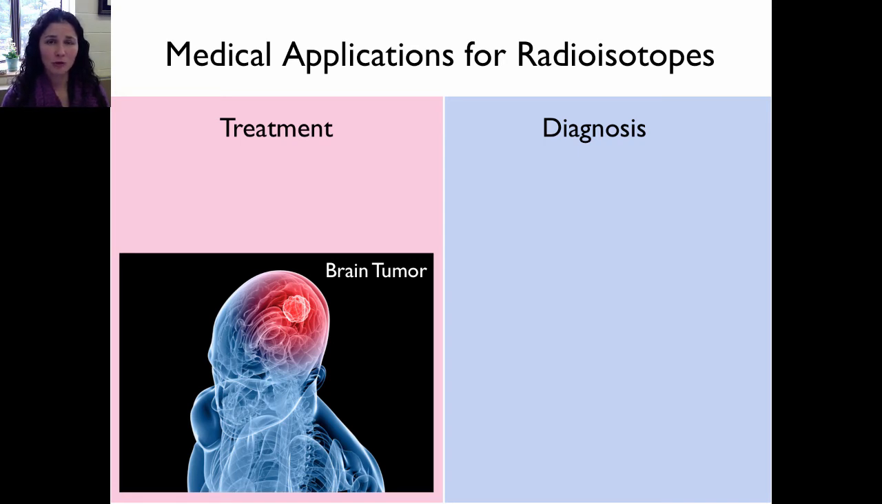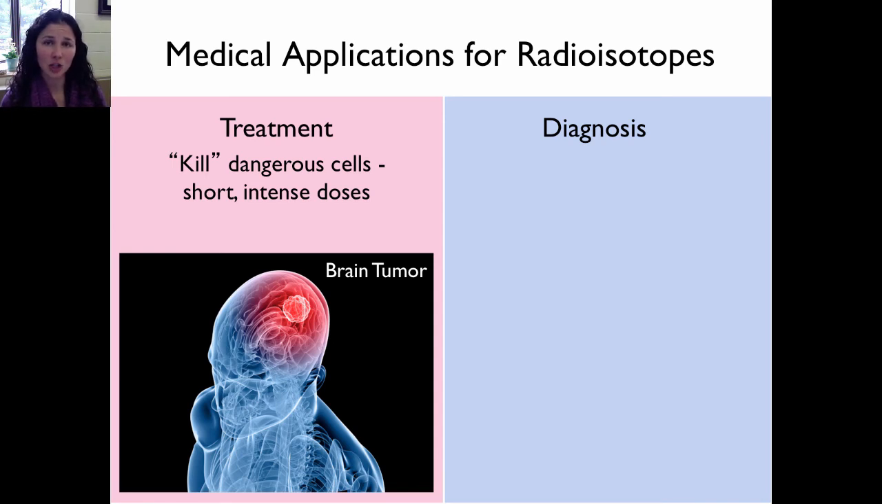When a patient has a tumor, they're receiving radiation treatment in order to kill the cancer cells or the tumor cells. In this application, it's very important to deliver a lethal dose of radiation to the cells in the tumor, and yet try to minimize the exposure to the rest of the patient because you want to kill the cancer cells, but you don't want to kill the patient. In this case, we use short, intense doses of radiation, and we usually use high energy radiation like gamma rays. Once again, the object of the game in this case is to kill the cells but not harm the patient.